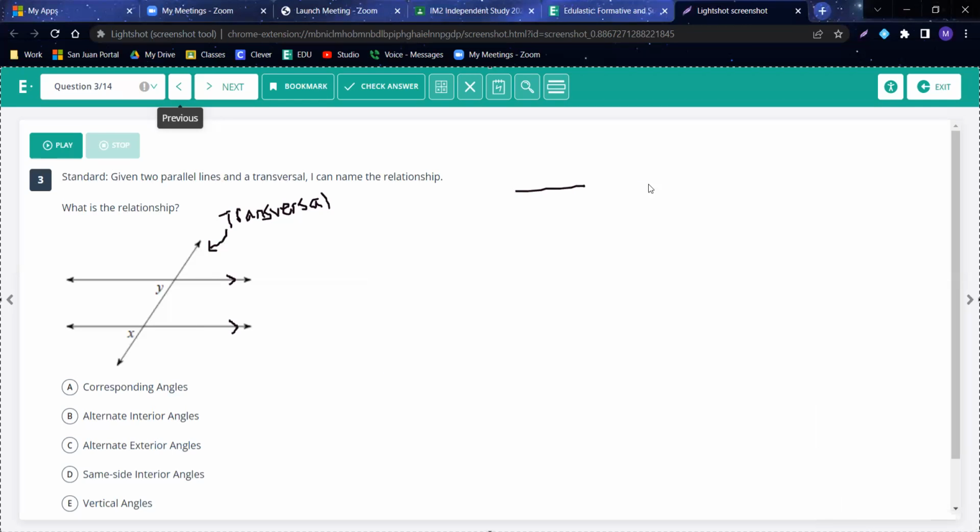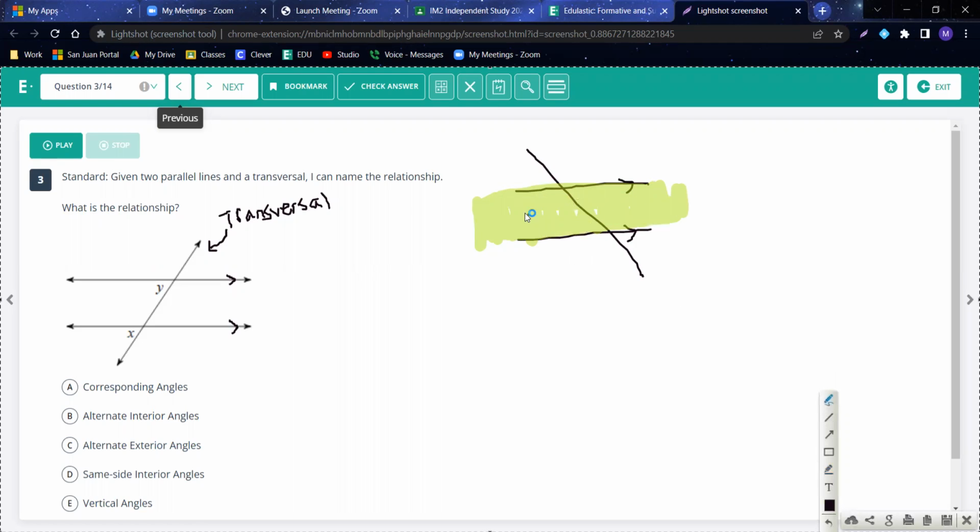If you have two parallel lines, and I'm going to make my transversal go like this, we have to know interior, exterior, and then alternate. So interior is this right here. It's inside the parallel lines. This area is interior, and I'll write that here, interior. Bam.